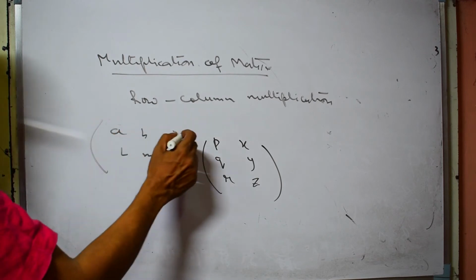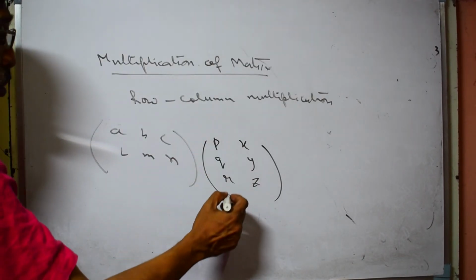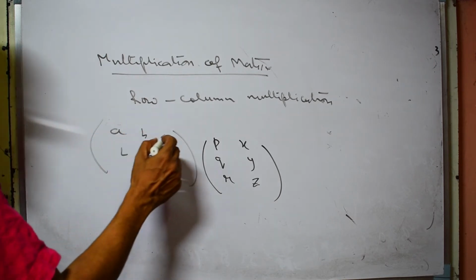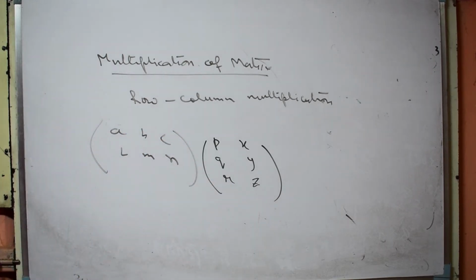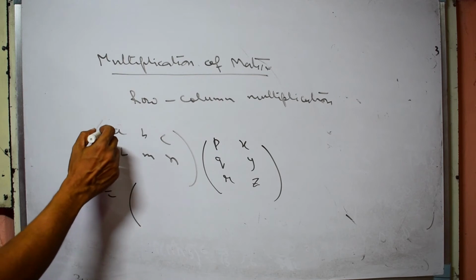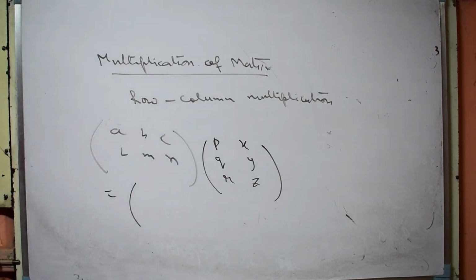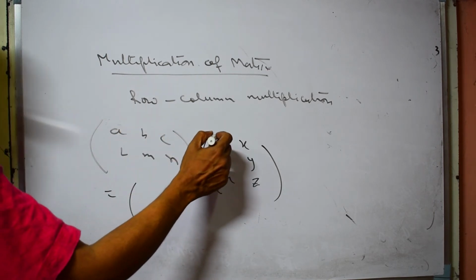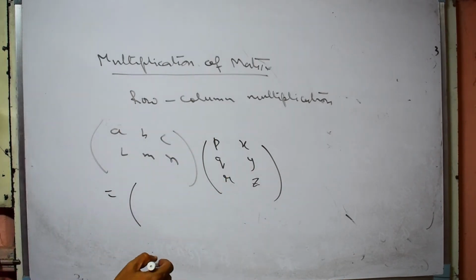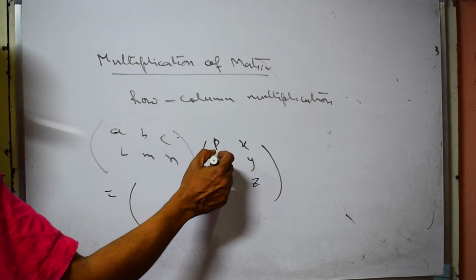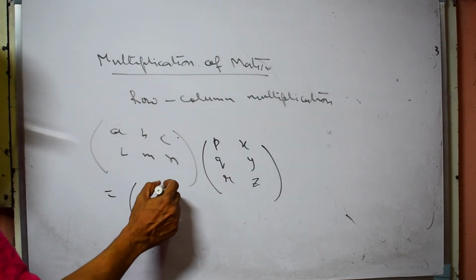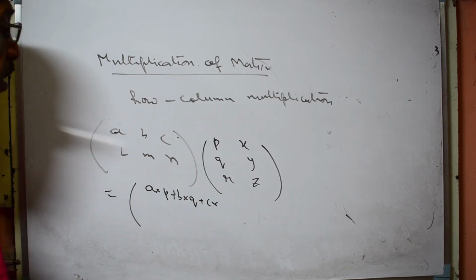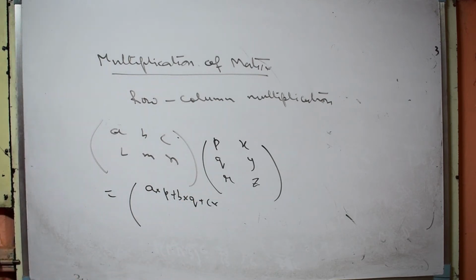The rows are the first row and the second row, and these are the first column and second column. We will combine the row and column. This first row will be combined with the first column. That means we will be writing first row combined with first column. ABC will be multiplied with PQR respectively. That means A into P plus B into Q plus C into R. This is the first combination.